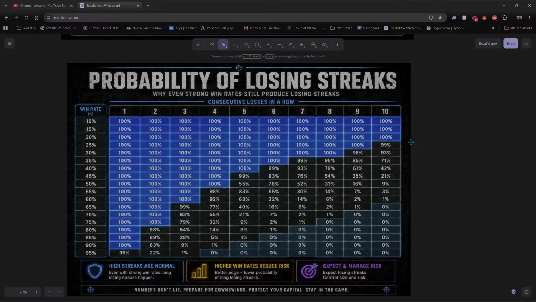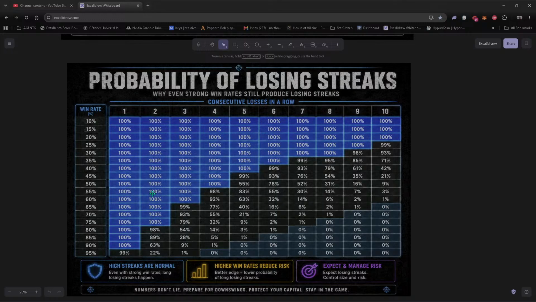So let's go down here to 55%. You're likely going to take 5 losses, 6 losses. Odds of taking 7 losses, 30%. Odds of taking 10 losses, 3%. Okay, let's go down here to 65. Already, odds of taking 5 losses are only 40%. Odds of taking 6 losses in a row are 16%. Odds of taking 10 losses in a row is 0%. All right?